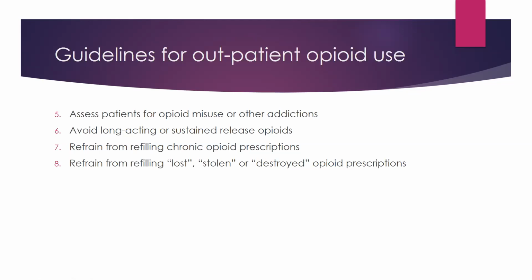We will look at how to prescribe opioids for acute pain. Then refrain from refilling chronic opioid prescriptions. So patients with chronic pain should be followed up properly in pain clinics and should not be coming to their outpatient to get their opioids refilled. Again, there are patients who will come and say, my prescription is lost, was stolen, it was destroyed. We need to be wary of this. This is a red flag, because patients who misuse opioids will go from different hospitals trying to get opioid prescriptions.